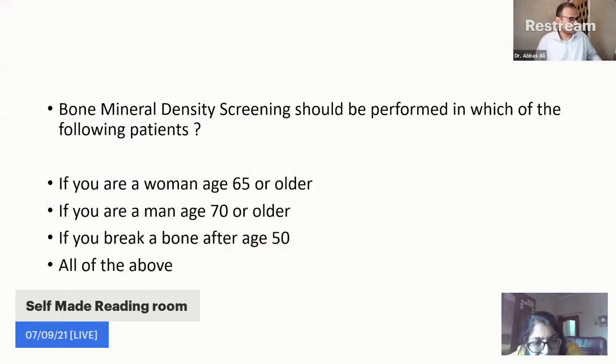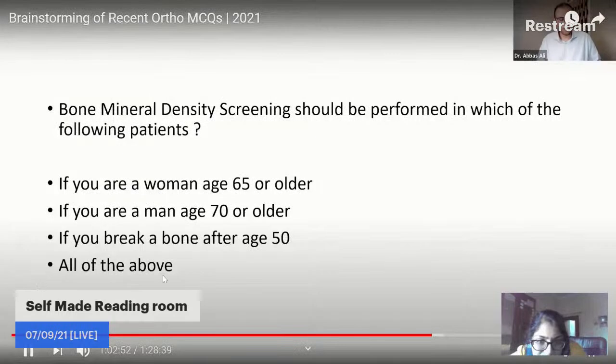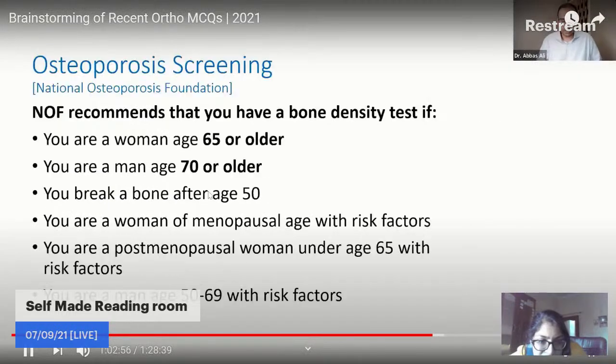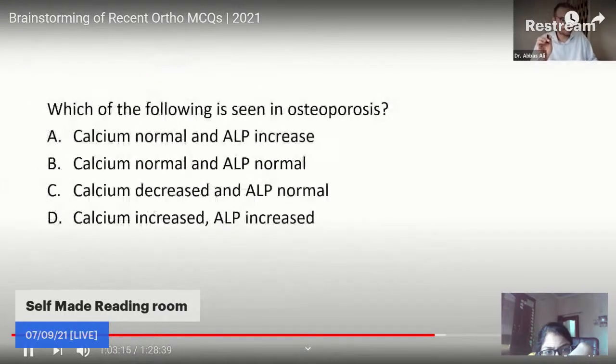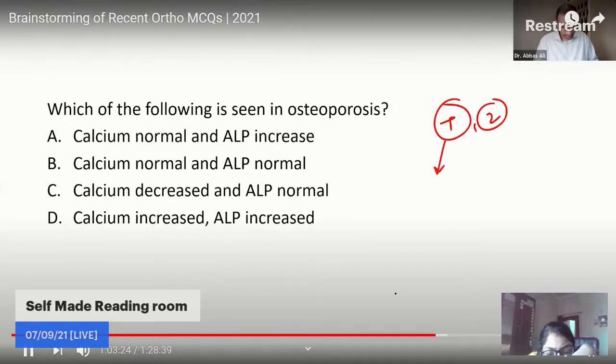Okay, now answer this. The answer is all of the above. Yes, the National Osteoporosis Screening Foundation has said that if you're a woman 65 or older, you should get screened for osteoporosis. Can you tell me what is the investigation of choice? Yes, DEXA scan. And how many scores do you get in DEXA scan? Two scores, T score and Z score. Which one will you use? T score, which compares the bone density with the younger population, the 30-year-old young man.